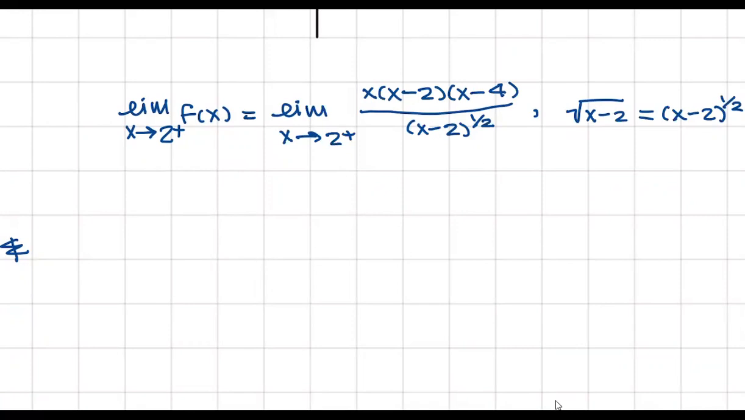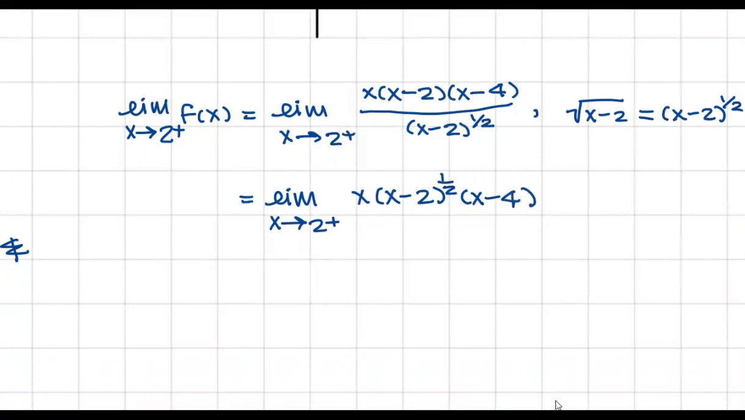Well, I've got one copy of x minus 2 in the numerator, and I've got a copy in the denominator raised to the power 1/2. The copy in the numerator is actually x minus 2 to the power 1, and the copy in the denominator is x minus 2 to the power 1/2. We know from algebra that in order to cancel these out, we take the power in the numerator and subtract the power in the denominator, and we're left with the limit as x approaches 2 from the right of x times x minus 2 to the power 1/2, because we have 1/2 left over, times x minus 4.